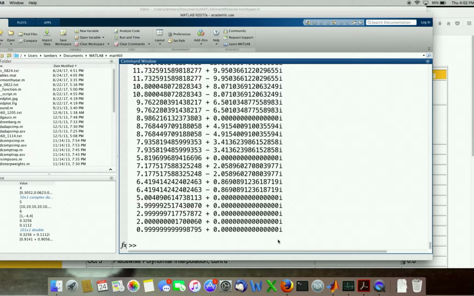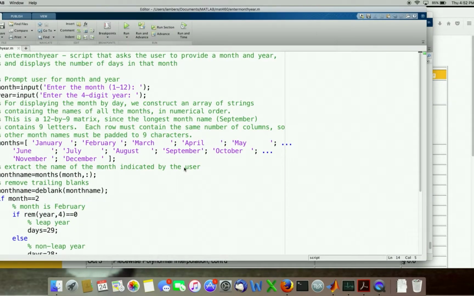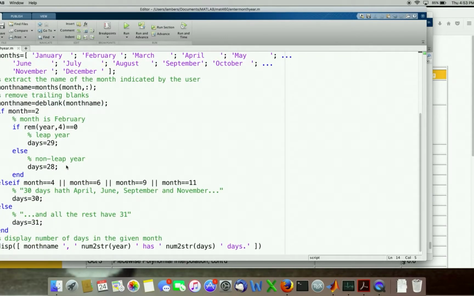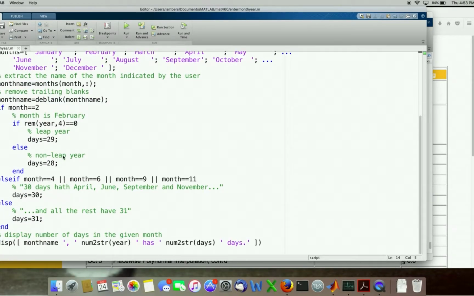All right. Now, one other thing I want to mention is in the editor here. This is the first script that I have, around page 19. Enter month year. This is already reproduced in the textbook, but I have it here, where the user is prompted for the number of a month, and they're prompted for a 4-digit year. Using the input command does that, and then it will tell me how many days are in that month, taking into account if it's February, whether it's a leap year.